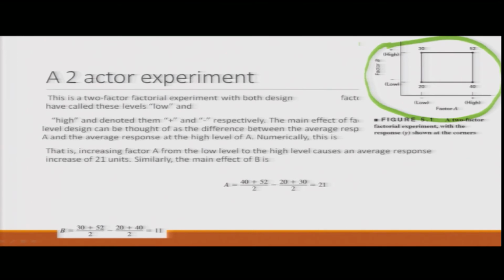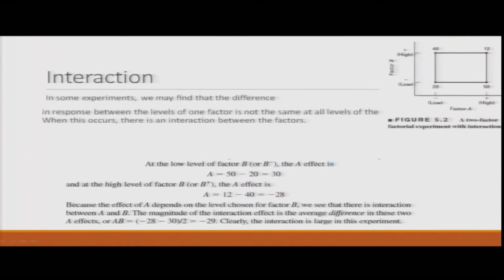So, I will use a different color. So, these are the values. This is the average here minus the value which we have, which is 20 plus 30 divided by 2. So, the total value comes out to be 21 for A. Similarly, you can find it for B also.